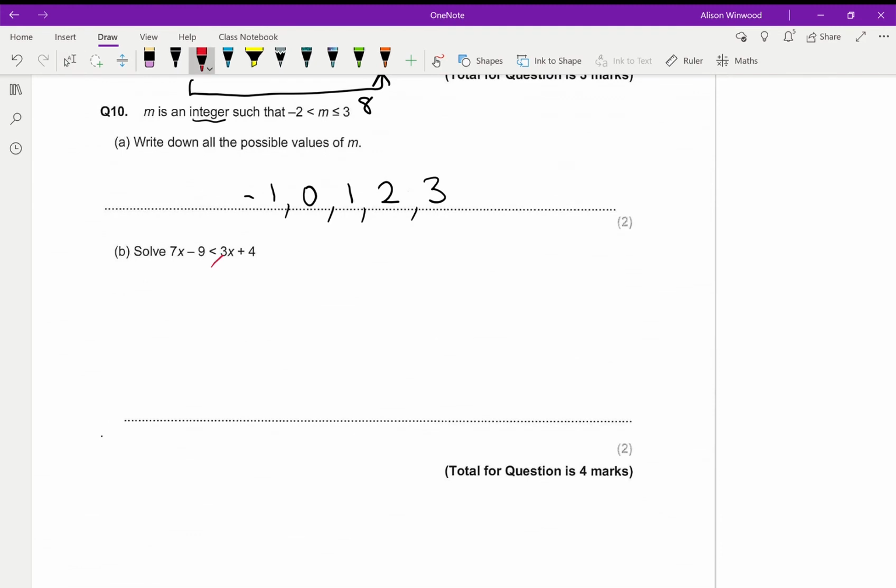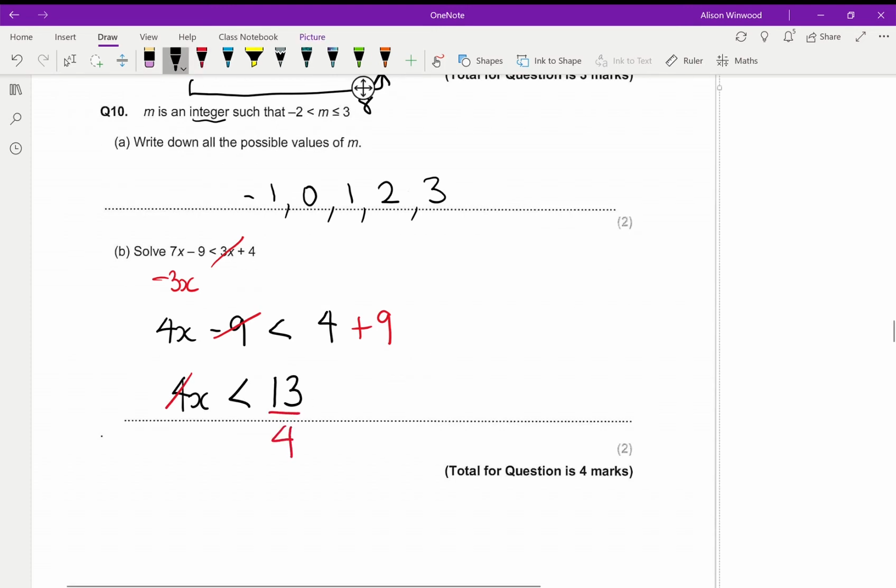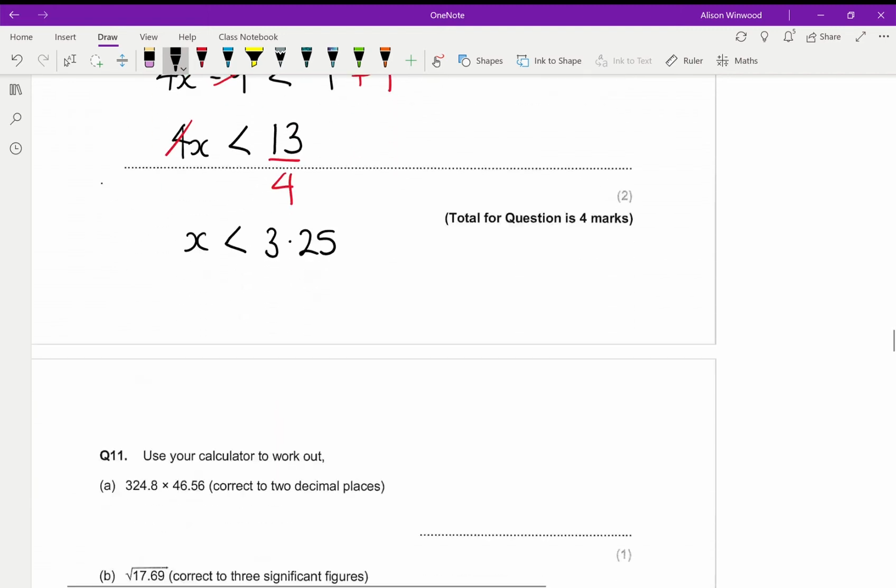Solving, move the x's to the left, so subtract 3x, so I have 4x, subtract 9, still the inequality sign and a 4. Opposite of subtract is add, so 4x, keep the inequality sign, 13. Opposite of multiply is divide, so x, keep the inequality sign, is 3.25.